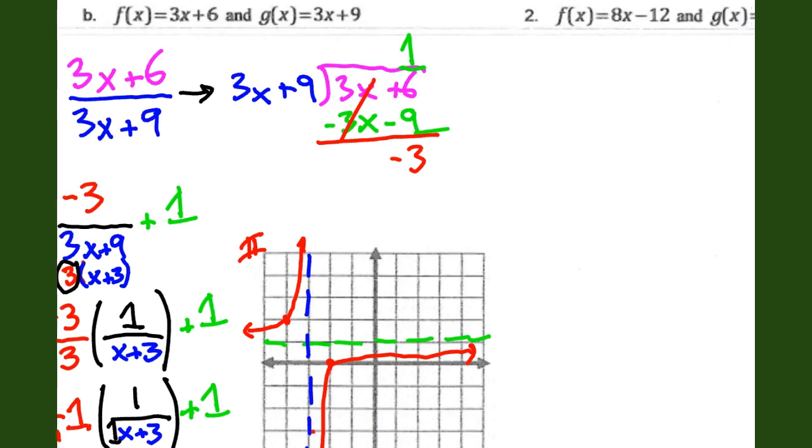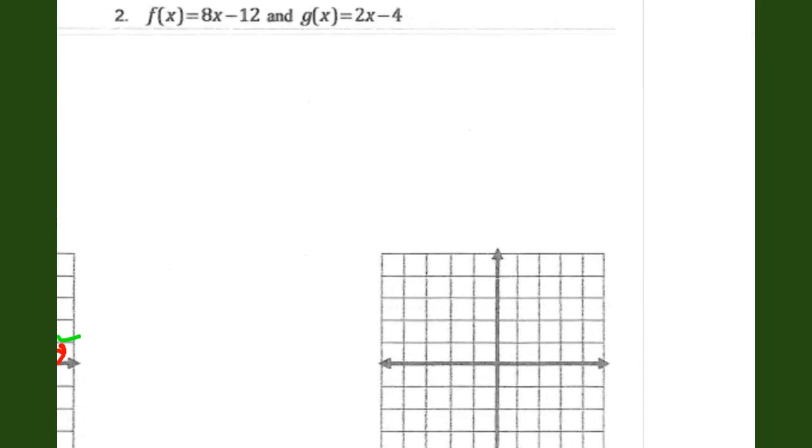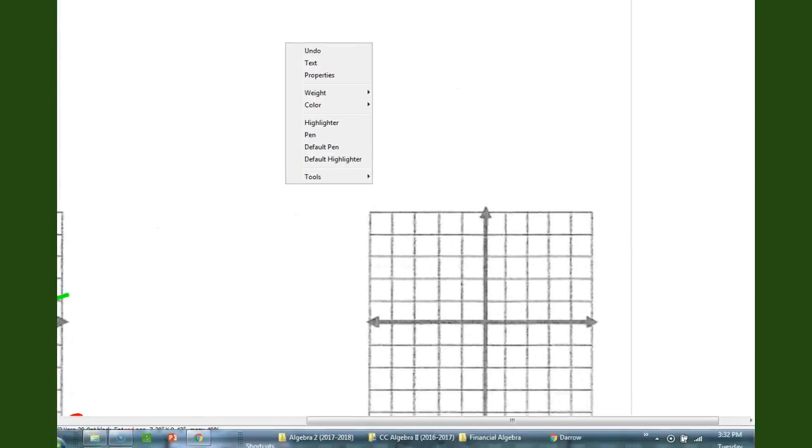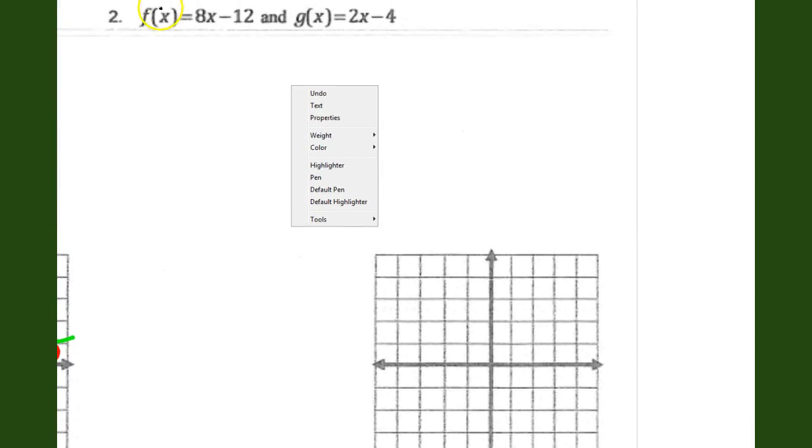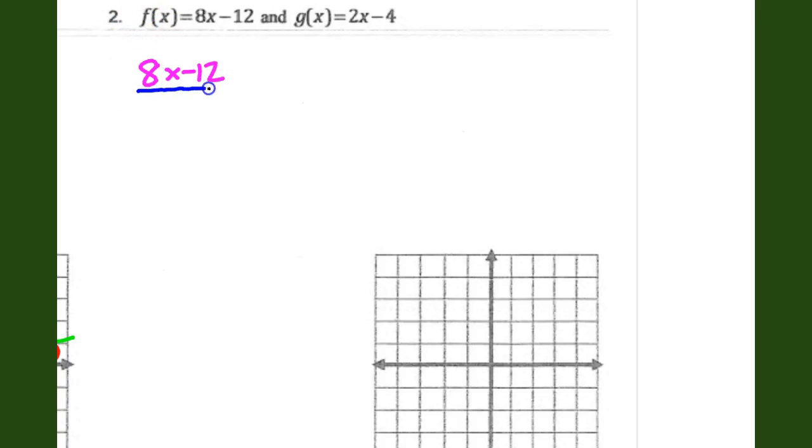On number 2, so we have our divisor, 8x minus 12, okay. And our g of x is 2x minus 4. Go ahead and do some long division.